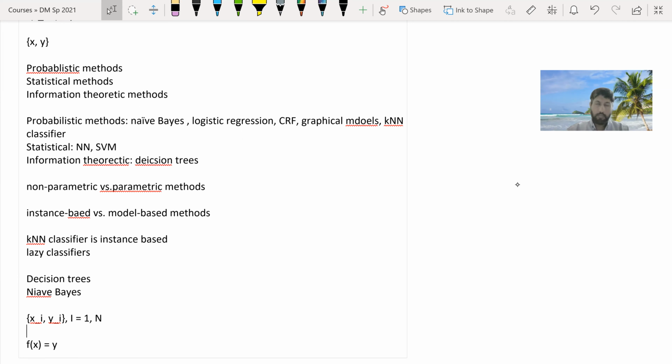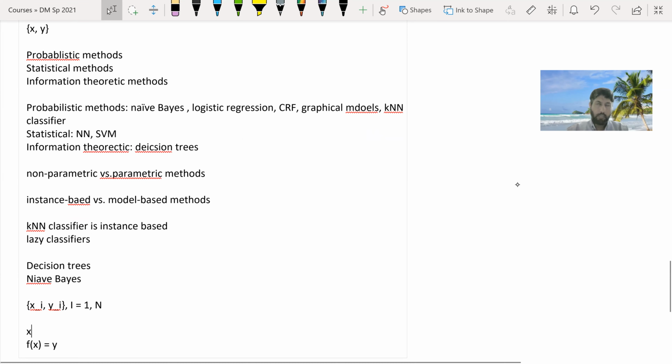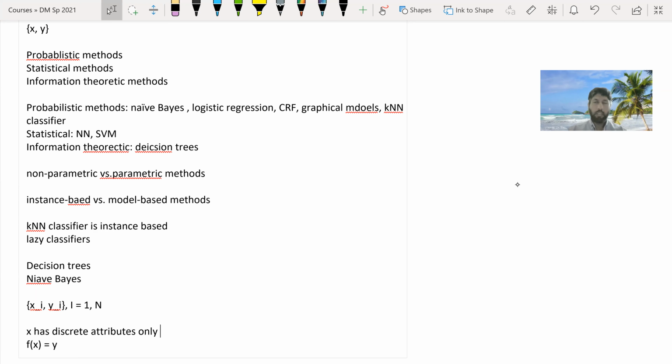So here, first, we will assume that X has discrete attributes only. Meaning that the object is described by discrete attributes only, or categorical attributes only. Each attribute may have a different number of distinct values, but they are still discrete.